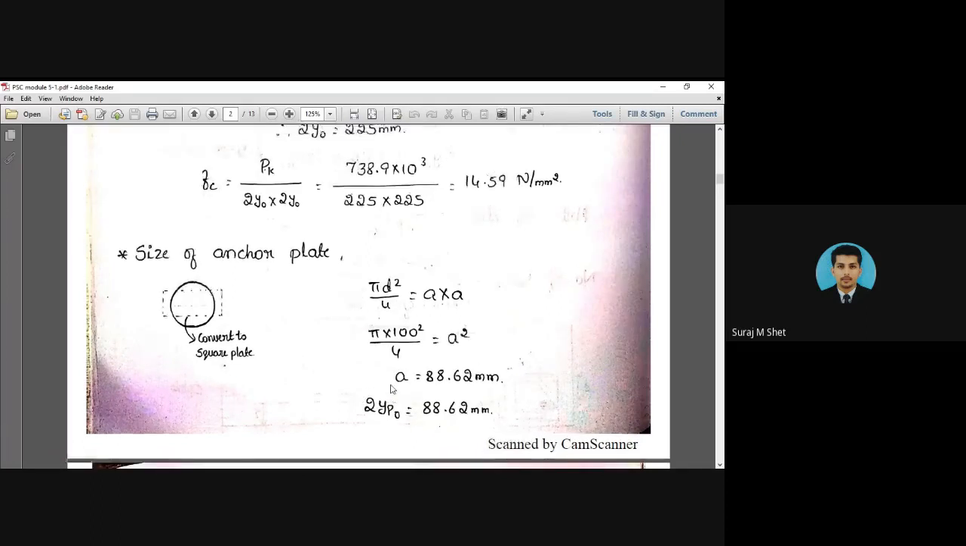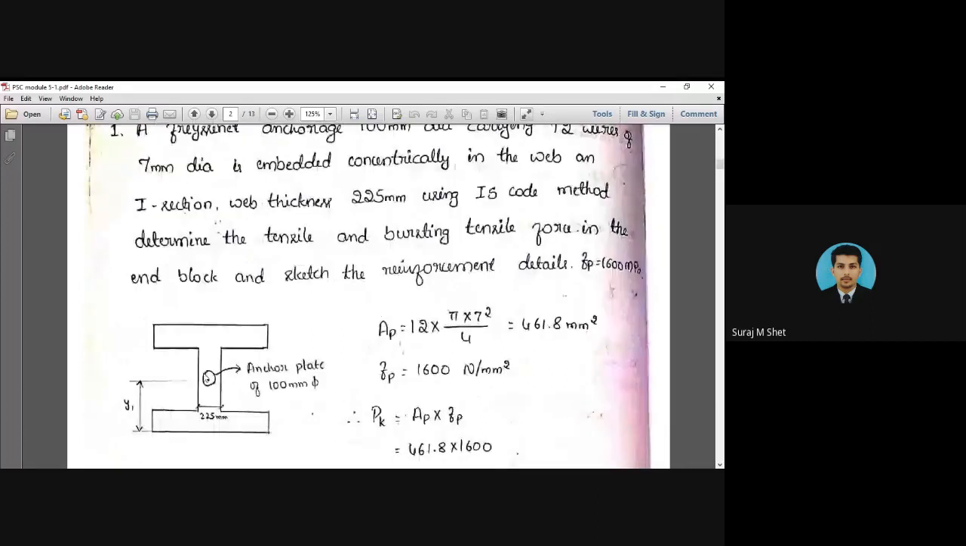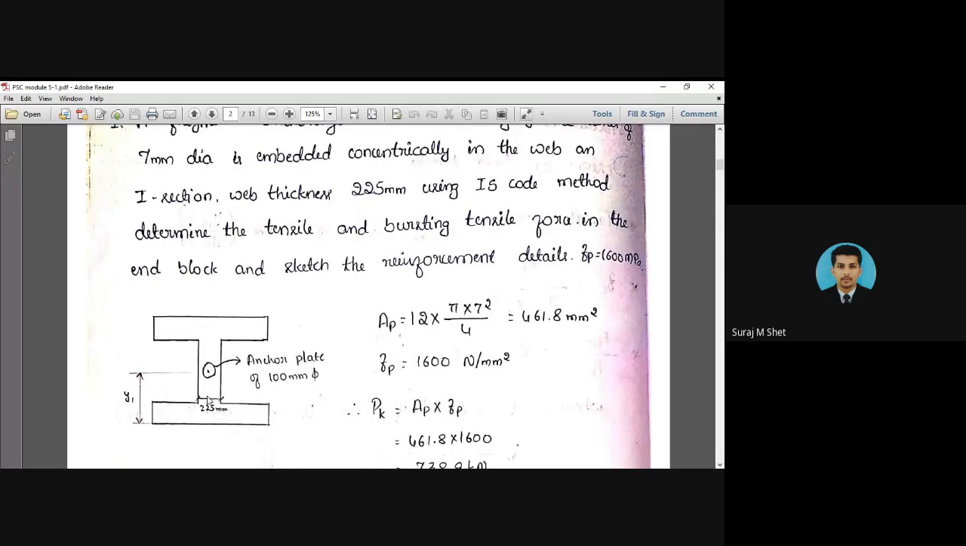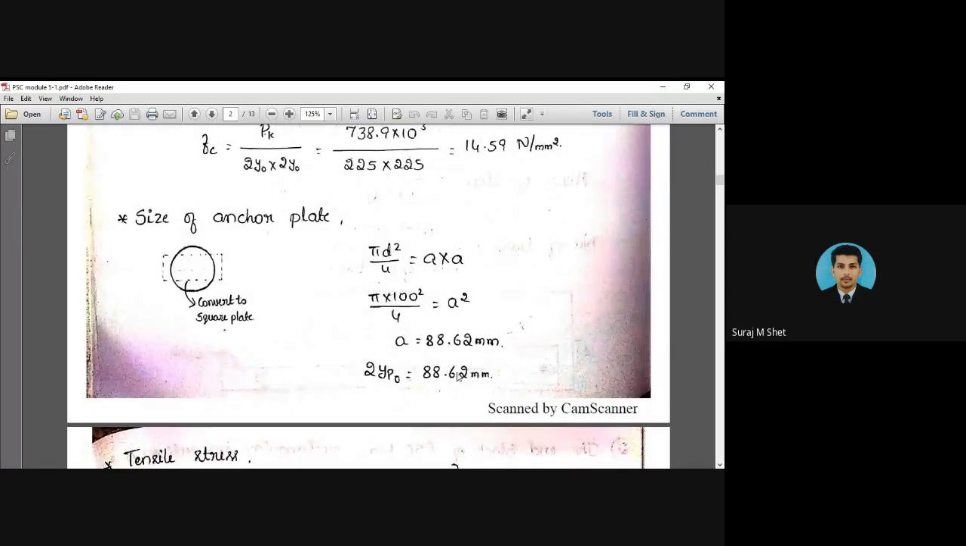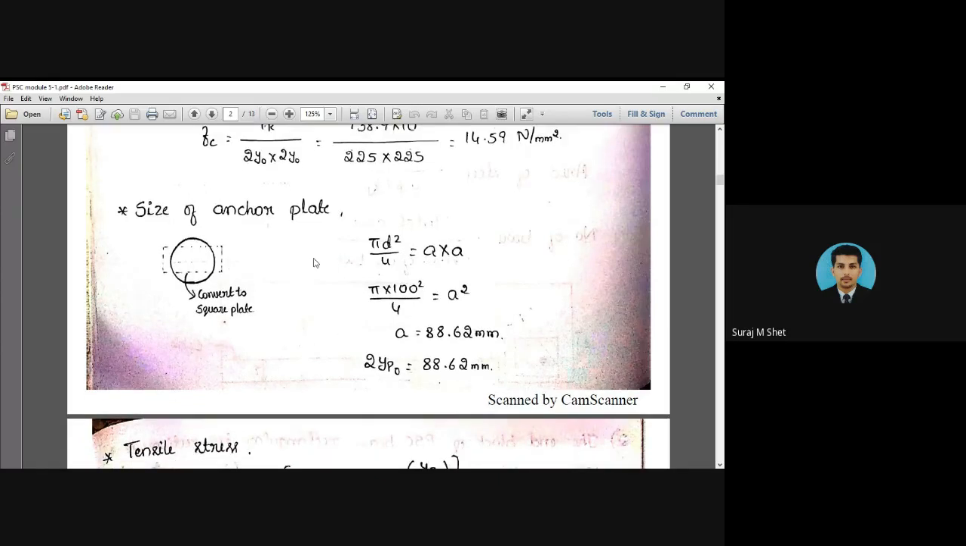Size of the anchor plate is nothing but here. See, this is the size of the anchor plate. This side, one side. The size of the anchor plate is nothing but one side of the circular plate, which is 88.62. So in this module 5, you only concentrate on the 2 times yp naught value and 2 times y naught. If you get the 2 values, then you can easily substitute the values here.